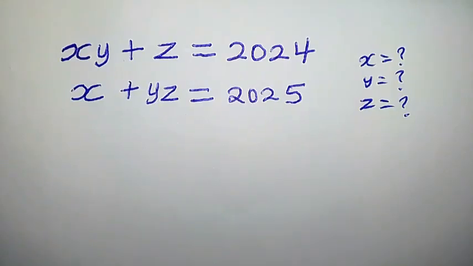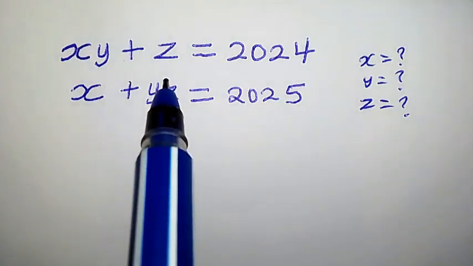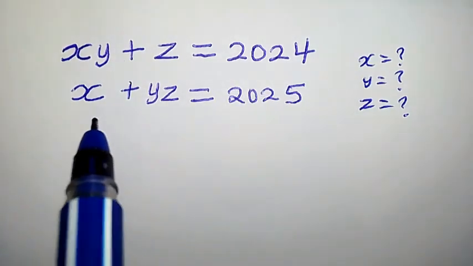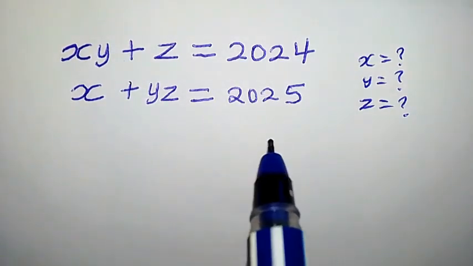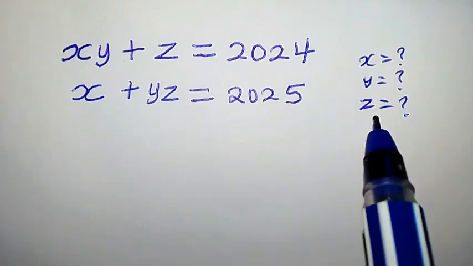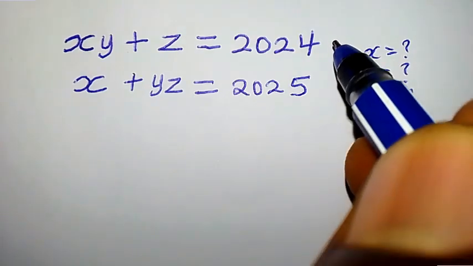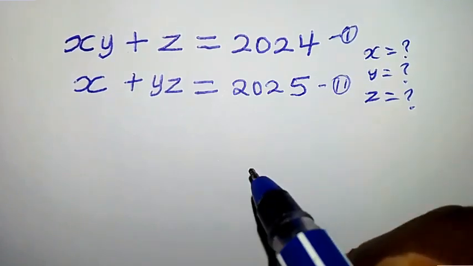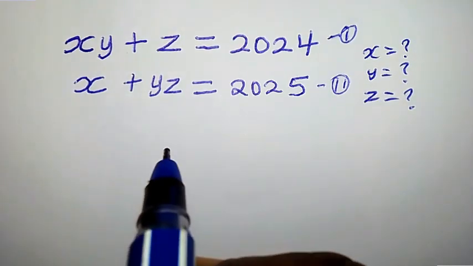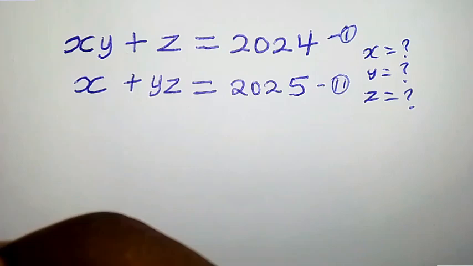Hello, welcome. Let's solve this system of two equations: xy plus z equals 2024 and x plus yz equals 2025. How do we solve for x, y, and z? First, let's call this equation 1 and this equation 2. The first step we are going to take is to subtract equation 1 from equation 2.